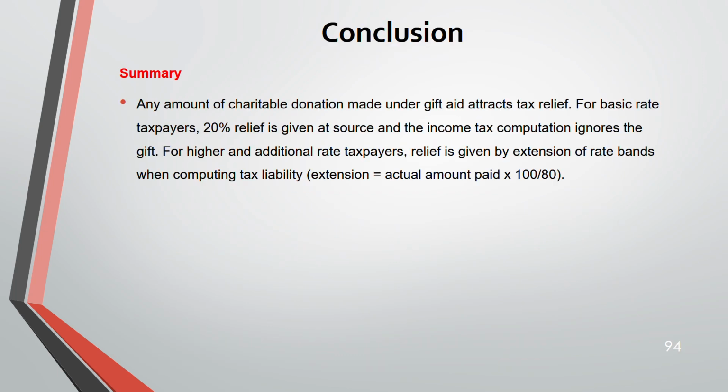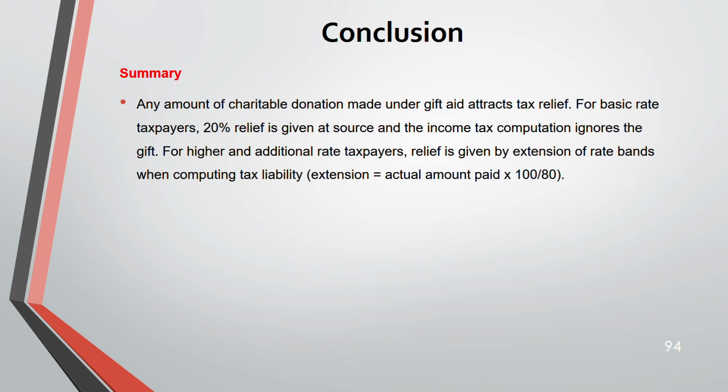Then, any amount of charitable donation made under gift aid attracts tax relief. That means it saves tax. If you are a basic rate taxpayer, there's a 20% relief. How? Because you are paying net, so that 20% relief is given at source. And if you are a basic rate taxpayer, the income tax computation ignores the gift because there's no further relief. That relief is given at source only.